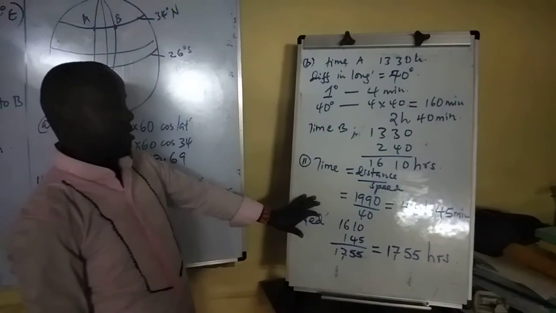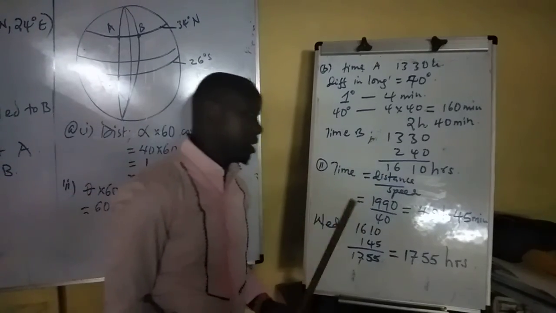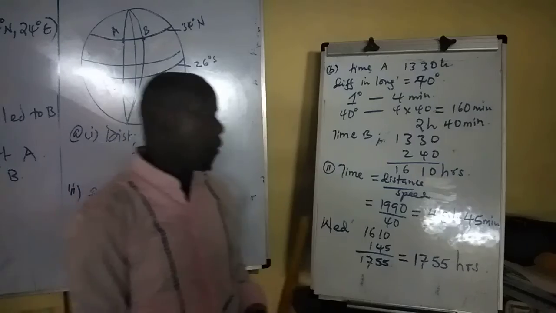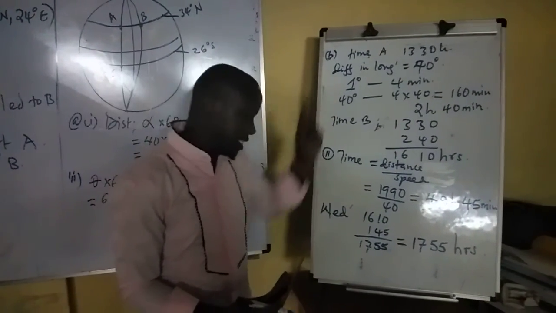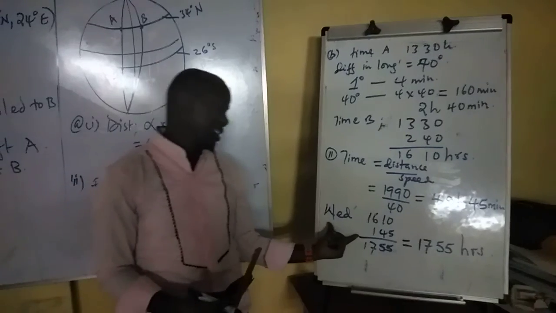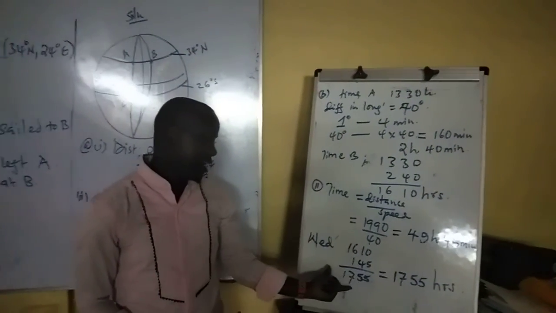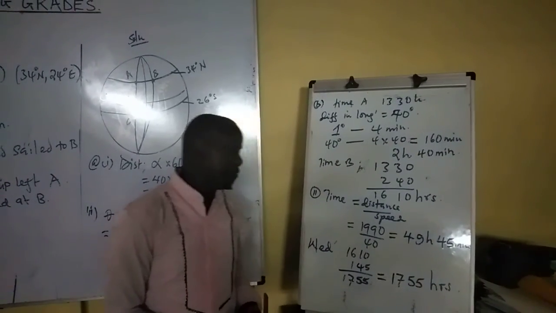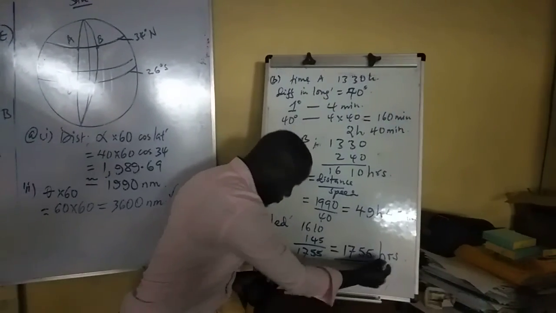on Wednesday. Therefore, the 49 hours and 45 minutes means 2 complete days and an extra 1 hour and 45 minutes. That's why we are adding, first of all, the 2 complete days, so that they land us on Wednesday. Then the extra 1 hour 45 minutes is added independently, and we are getting 17:55 hours. So that is the time of arrival.